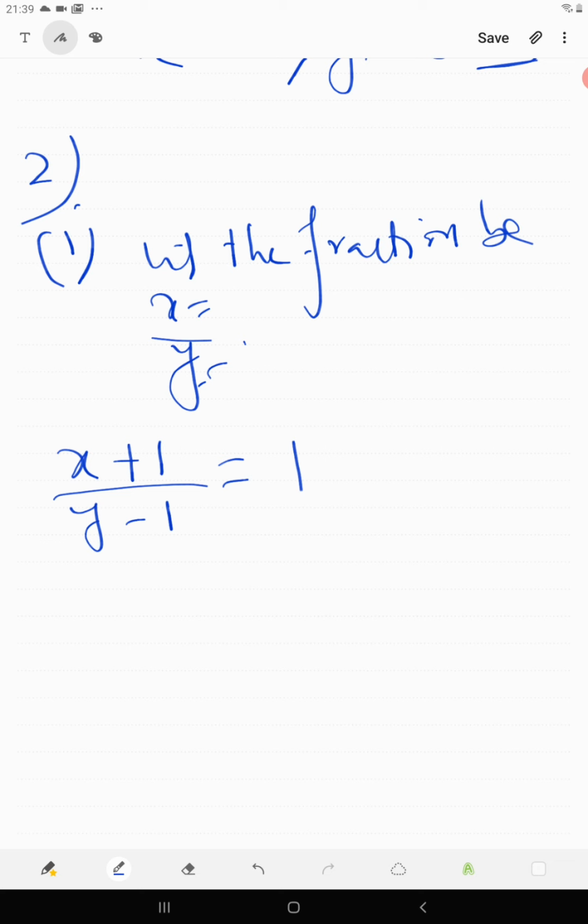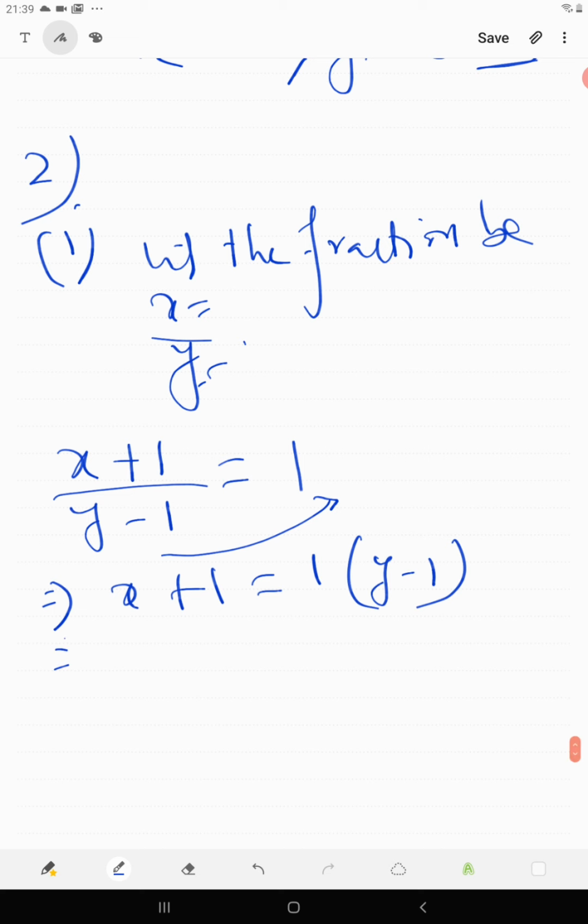So this will be written as x plus 1 equals, now y minus 1 will be multiplied with 1. The whole thing will go, it is division on the left hand side, it will become multiplication on the right hand side. Since y minus 1 is together, that's why on the right hand side I am writing it in the bracket, so that you will understand that the whole is multiplied with 1. So this gives x plus 1 equals y minus 1.